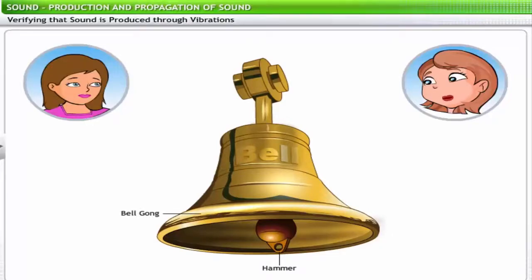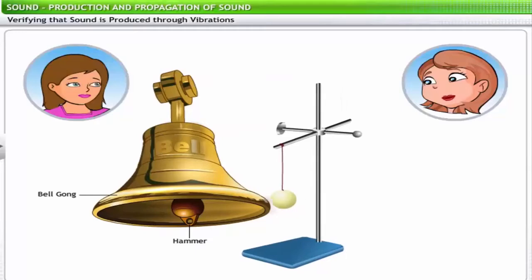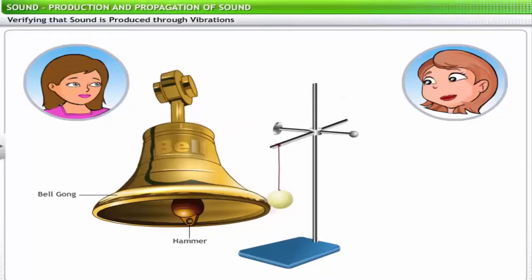Now, suspend a table tennis ball with a string to a stand. And then gently bring the ball in contact with the ringing bell. You will be able to see the ball flicker away from the bell and start swinging. This is because the bell is vibrating. This confirms that the sound of the bell was being produced due to vibrations.